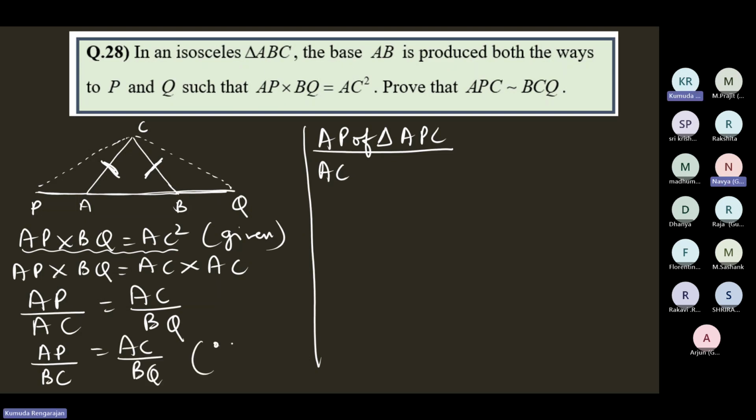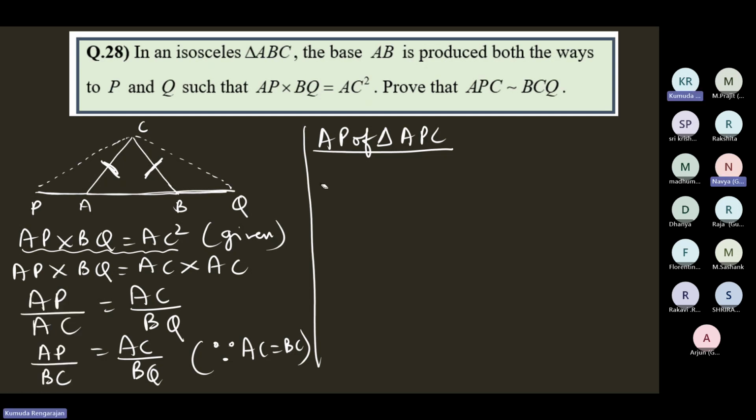Reason being, AC is equal to BC. See, when we tried to write this here, children, AP of triangle APC by AC also, when I had a look, oh God, AC is also of the same triangle APC. But actually, we wanted a different triangle. So you can write AC as BC, because AC is equal to BC.